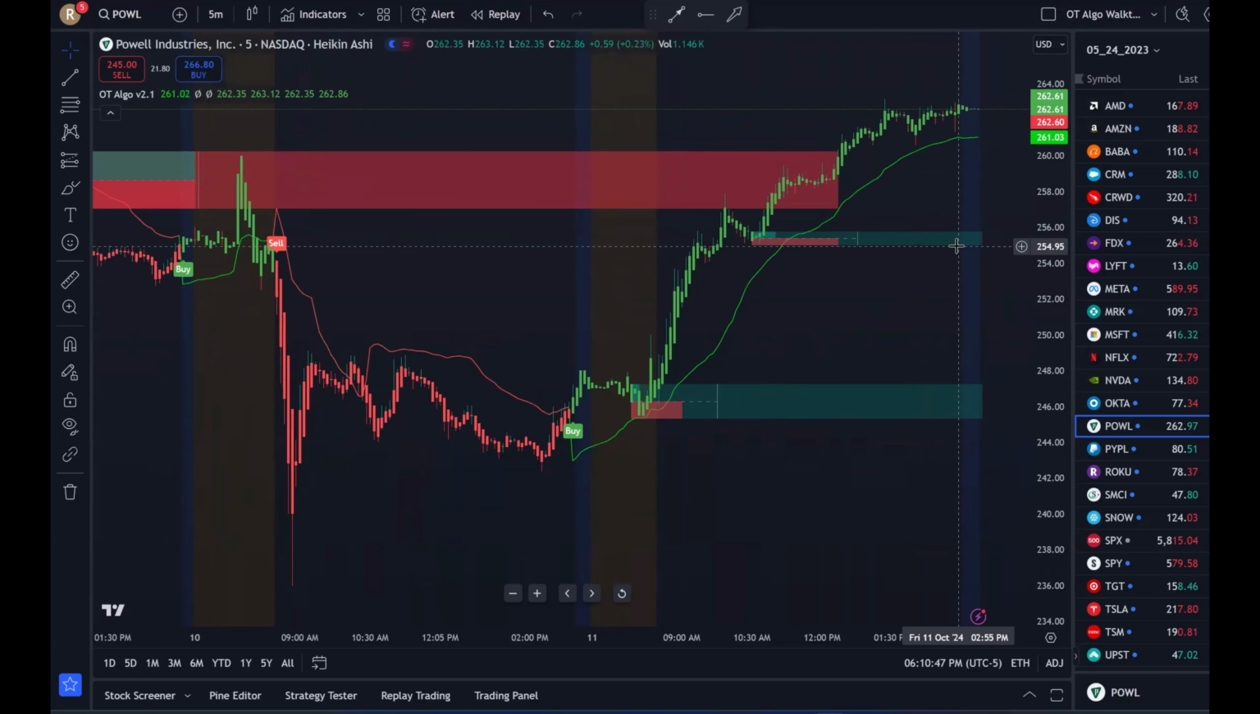Unfortunately, I got out of the Powell trade because I thought that today it couldn't cross that price line in that order block, and I thought, okay, it reached 260, and I got out of the trade. But then, as soon as I got out, it started going up. Damn.